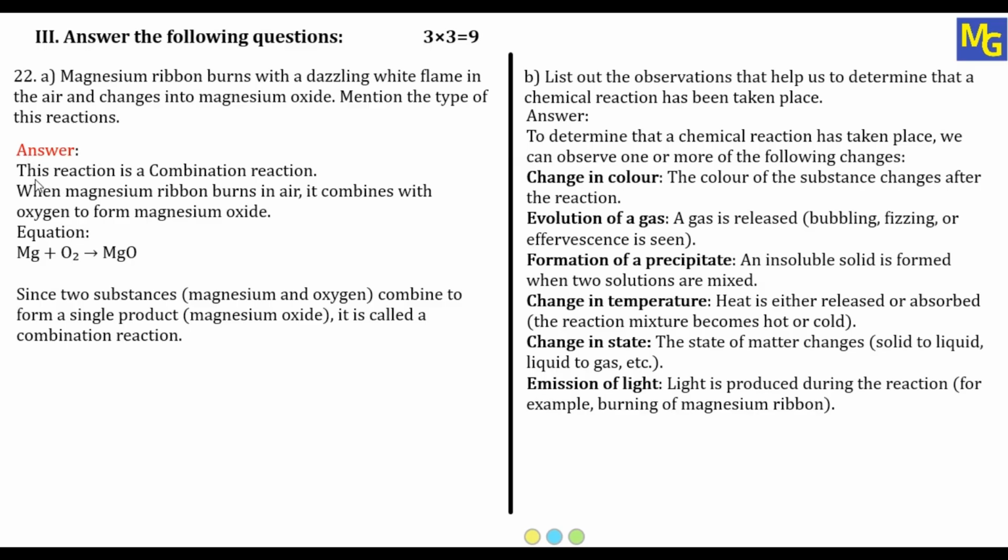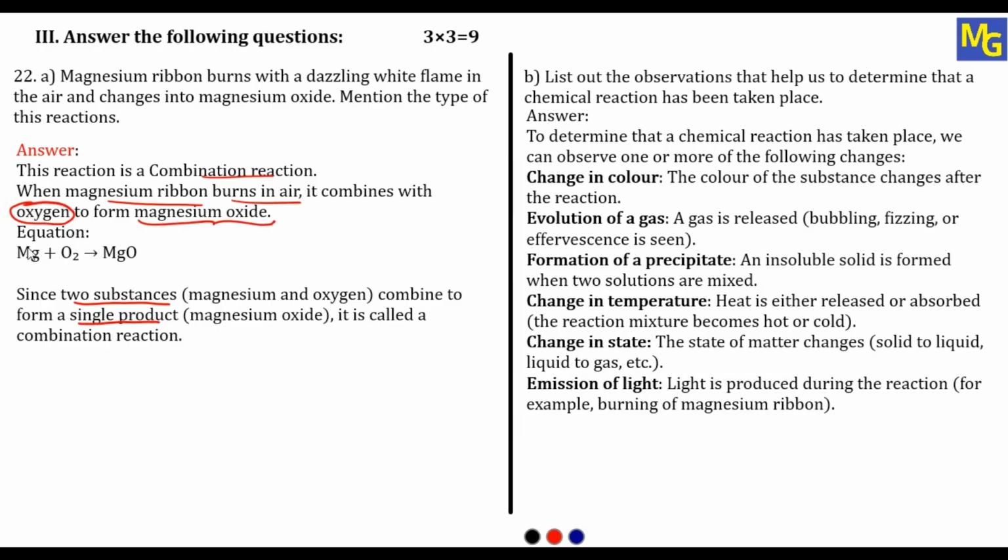So the answer is: this reaction is a combination reaction. What is a combination reaction? The reaction in which two substances combine to give a single product is called a combination reaction. The same happens in this question. When magnesium ribbon burns in air, it combines with oxygen gas which is present in the air and forms magnesium oxide.